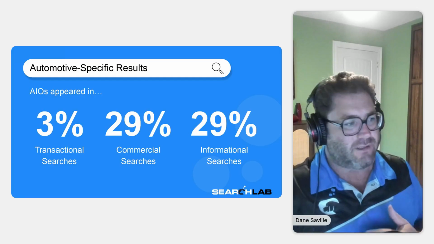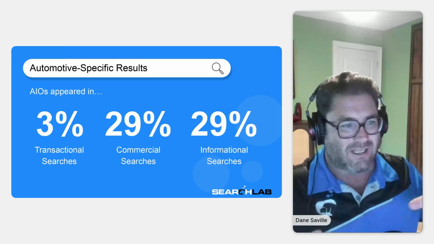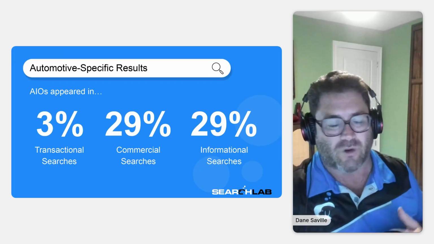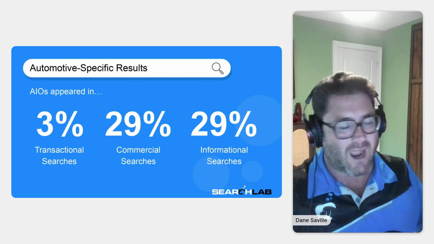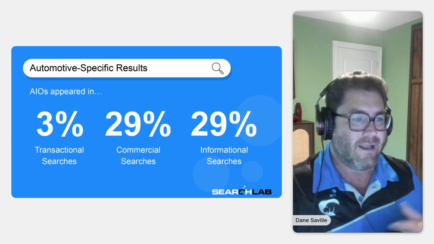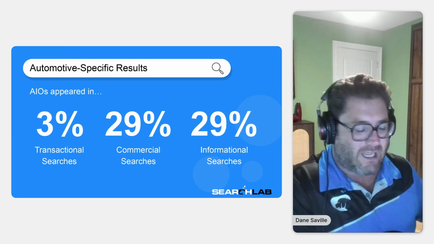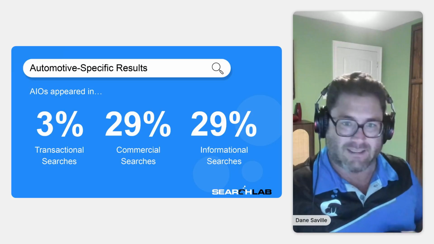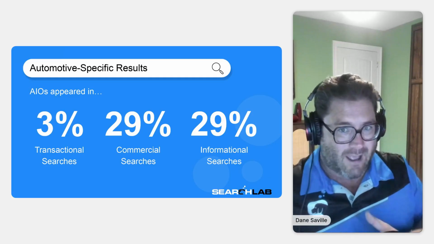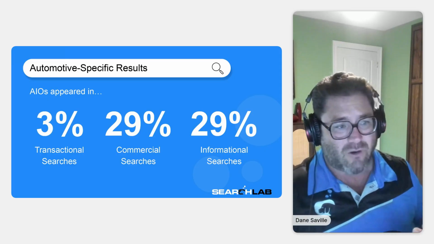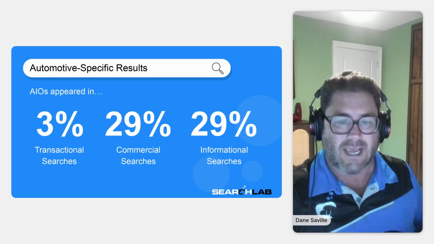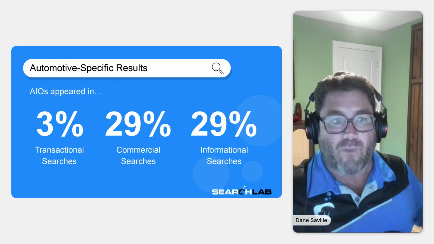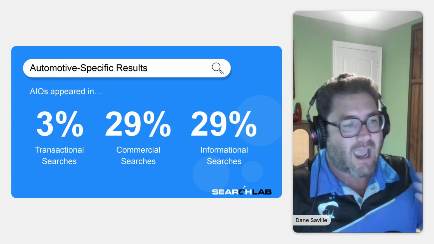So, automotive-specific results. That's why I said we looked at things holistically, but there are some great variations between the two. Only 3% of transactional searches in automotive return an AI overview, 29% commercial, 29% informational. When they launched AI overviews, it wasn't like all at once AI overviews populated for all information or all commercial searches. It's still growing. It's still learning. It's still understanding what is necessary for an AI overview. Also, even with commercial searches, not all are necessarily text-based, right? There are image searches and visual searches, things like that. But there are growing numbers of AI overviews populating.